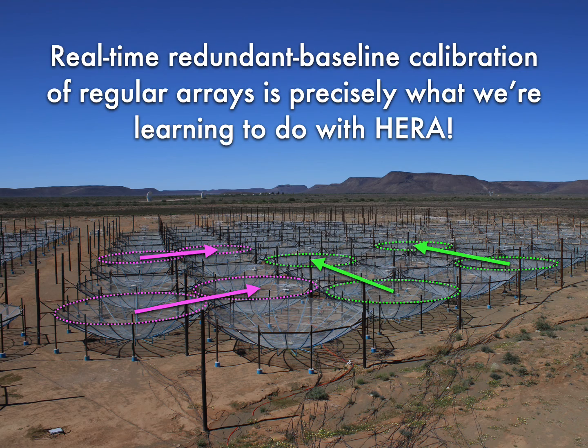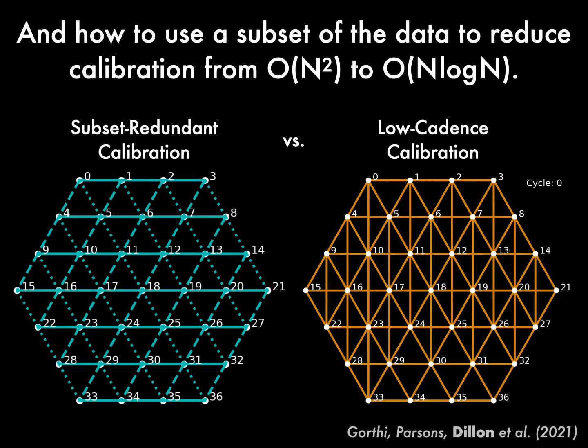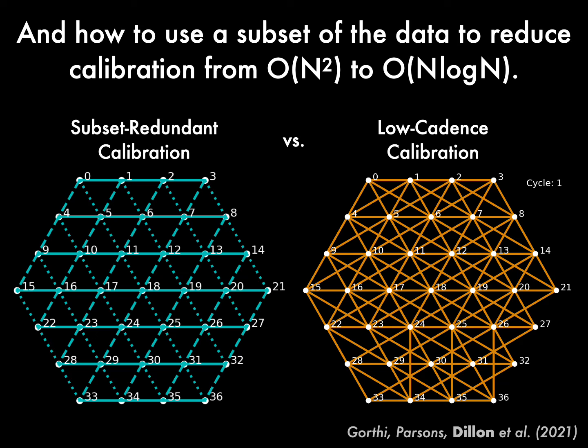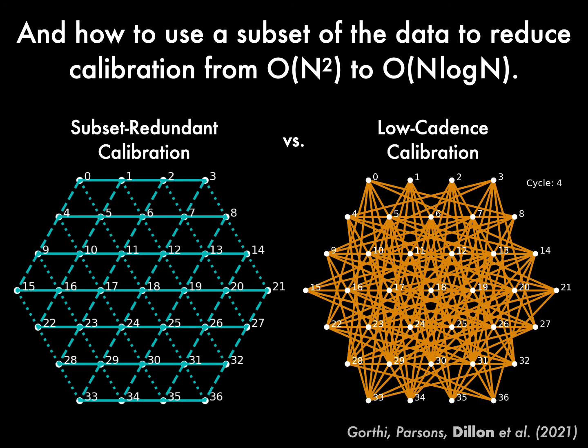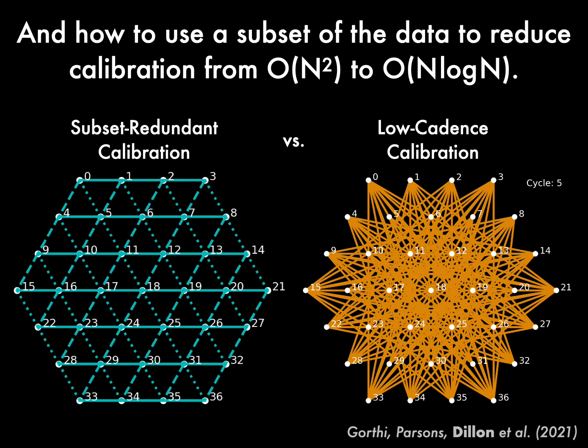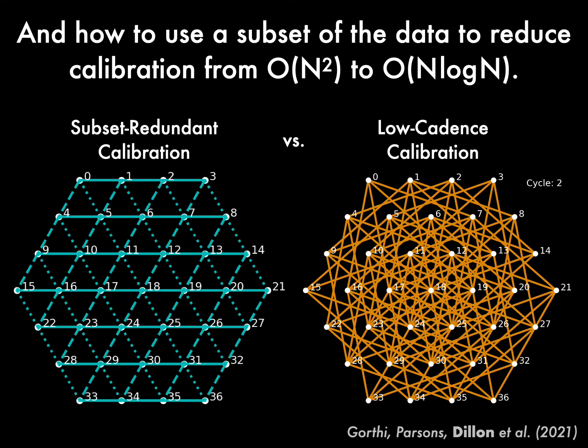So we've shown that redundant calibration itself can be sped up from a naive technique, which scales as O(n^3) with the number of antennas, to more like O(n^2). And we've actually shown how you can use a subset of that data to achieve good enough answers, so calibration errors that are below the noise level, with just an O(n log n) subset of that. We explored different strategies for doing that in this paper.